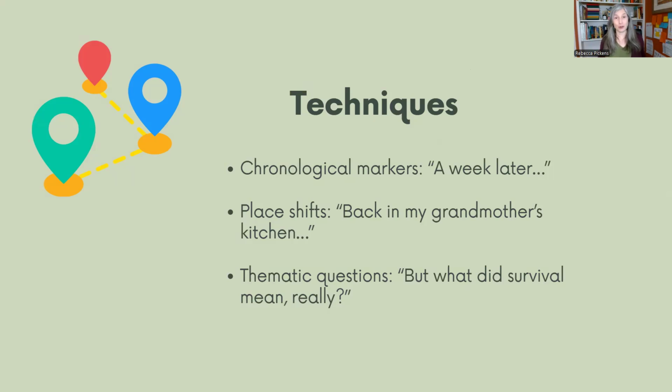Place shifts are another way to introduce a new scene, to move your character somewhere different. An example here is "back in grandmother's kitchen." So this signals we are no longer in the place we just were. We are going back in time and we're thinking about grandma's kitchen.